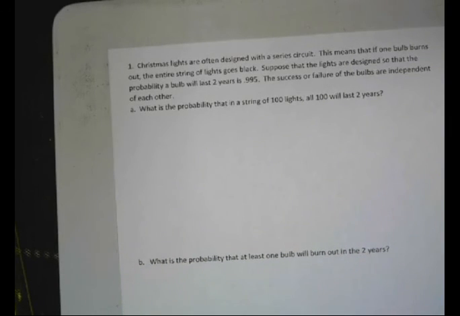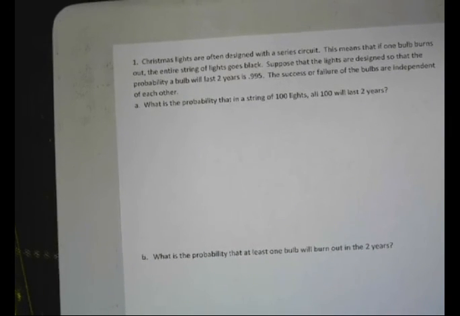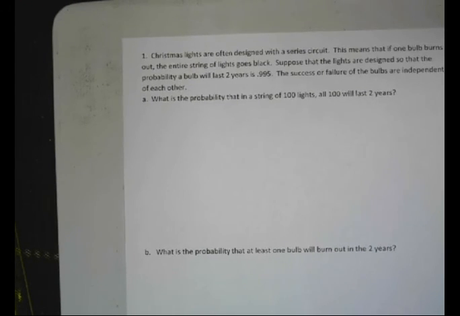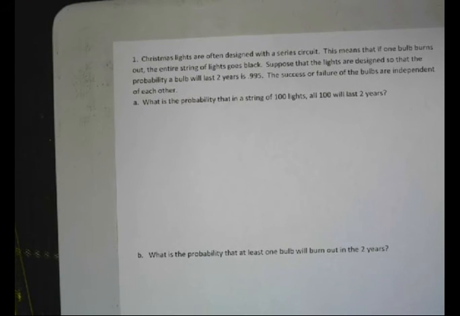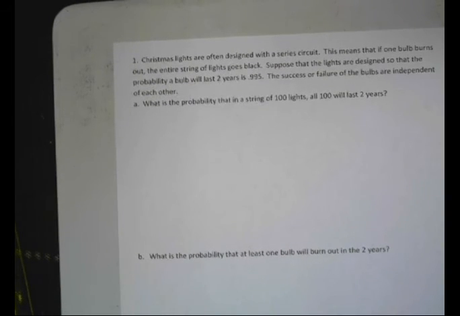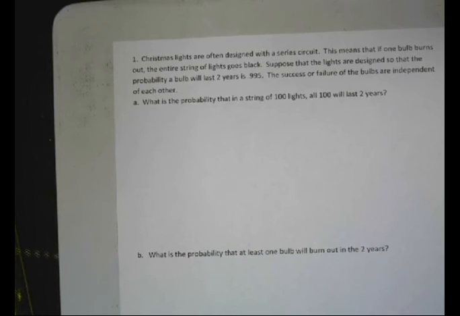So Christmas lights are often designed with a series circuit. This means that if one bulb burns out, the entire string goes black. I hate that. It drives me nuts. Suppose that the lights are designed so that the probability that a bulb will last 10 years is 0.995. The success or failure of the bulbs are independent of each other. What is the probability that in a string of 100 lights, all 100 will last 2 years?